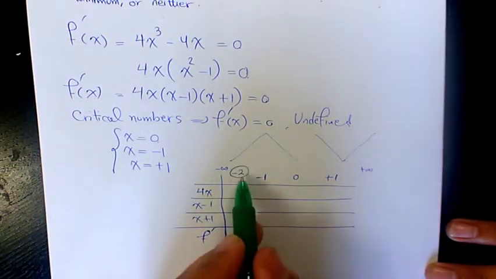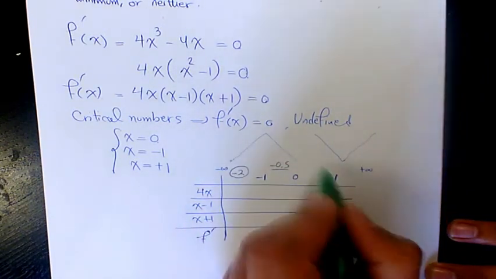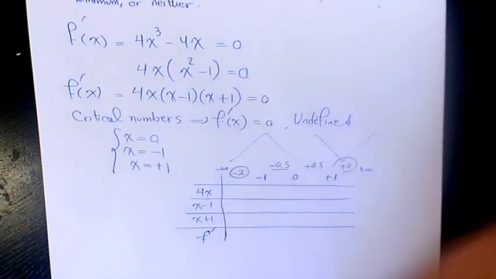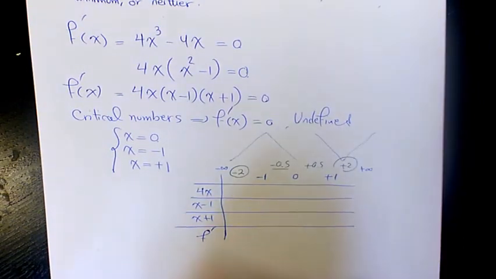We're going to assume some numbers for each region: negative 2 here, negative 0.5 in here, positive 0.5 here, and positive 2 in here. Because we need to find out in each region, are we dealing with positive f prime or negative f prime. If f prime is positive, it means that the function is increasing in that region. If f prime is negative, it means that the function is decreasing in that region.